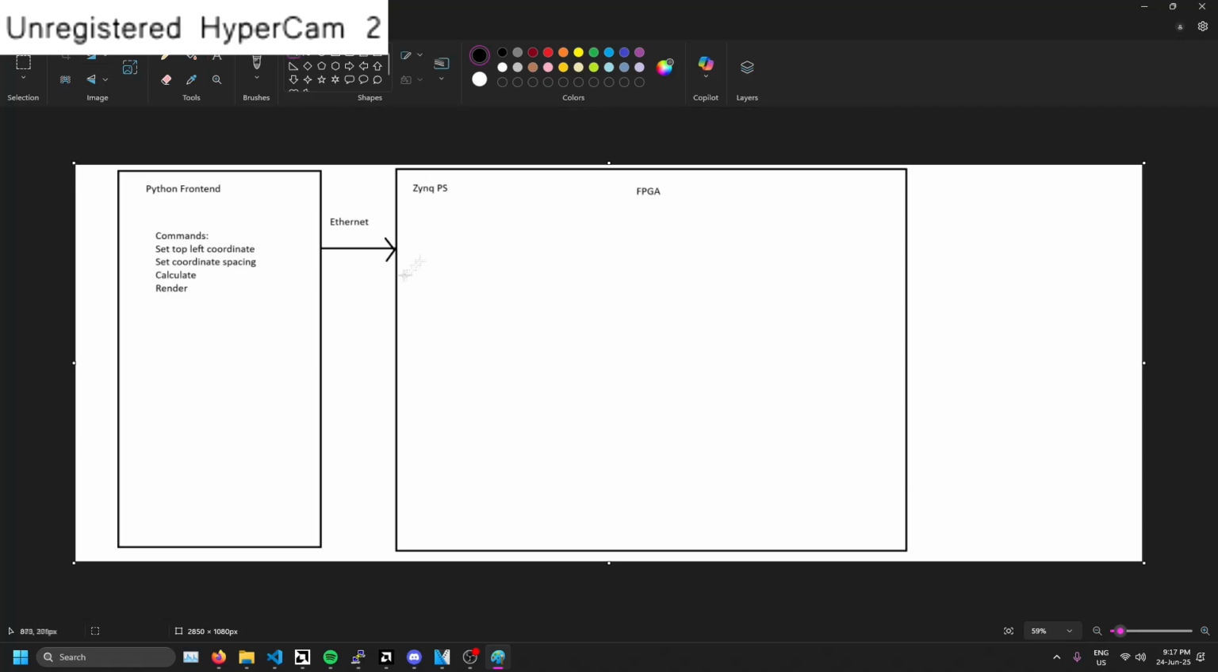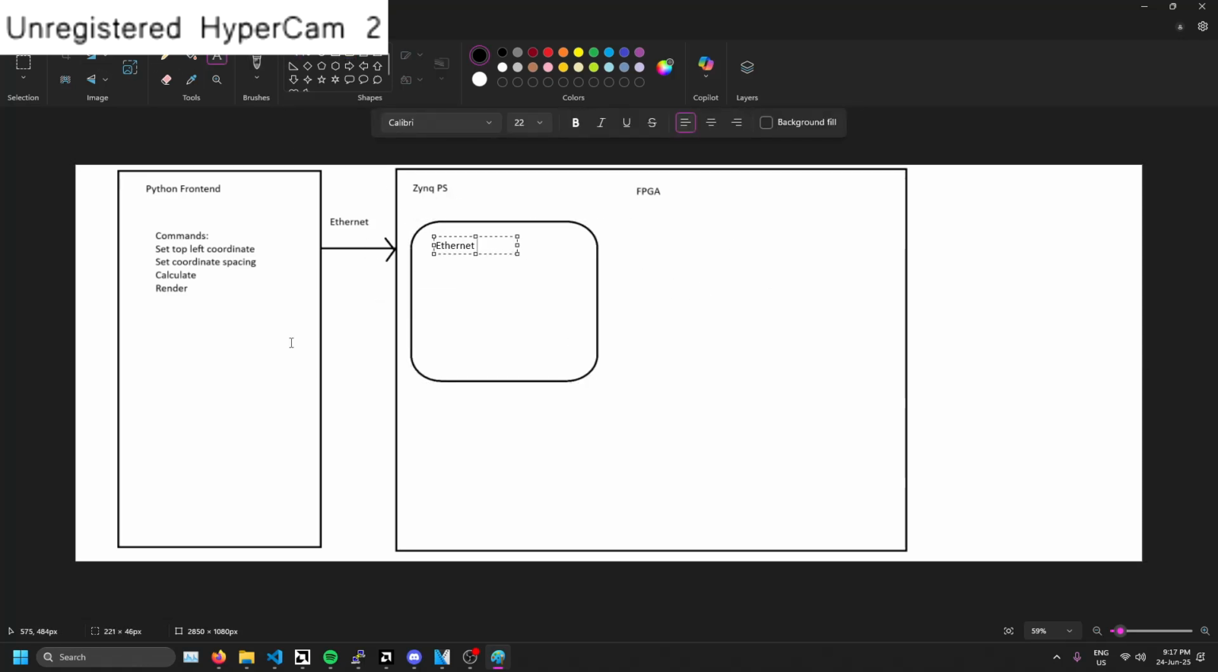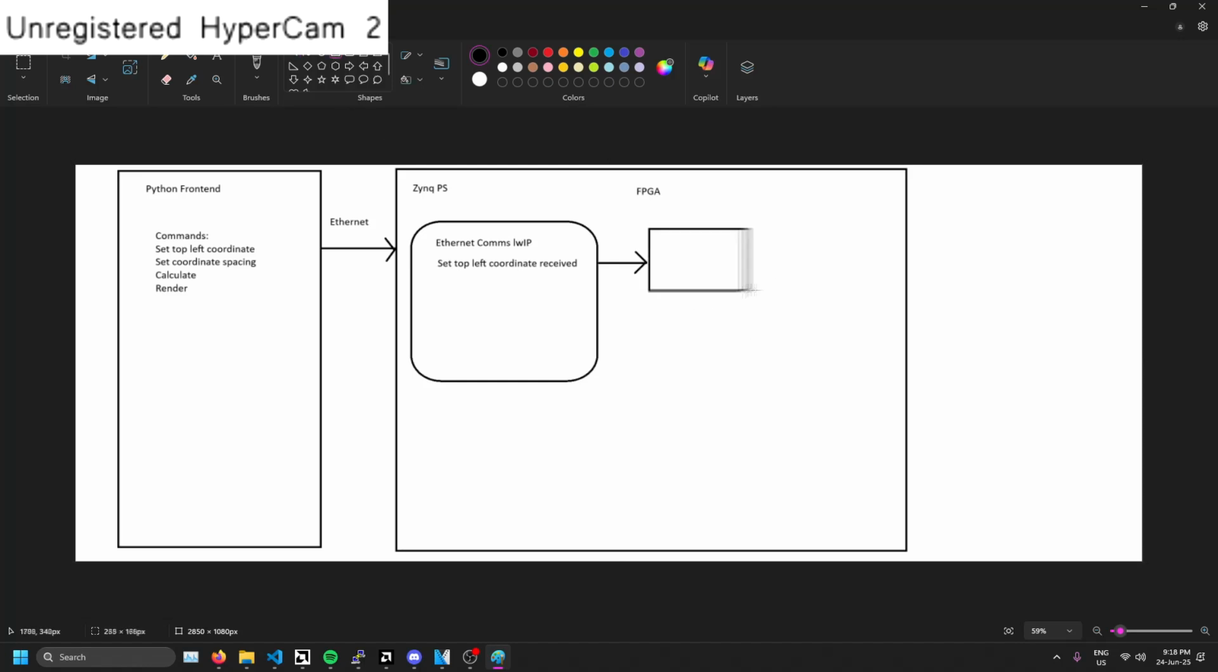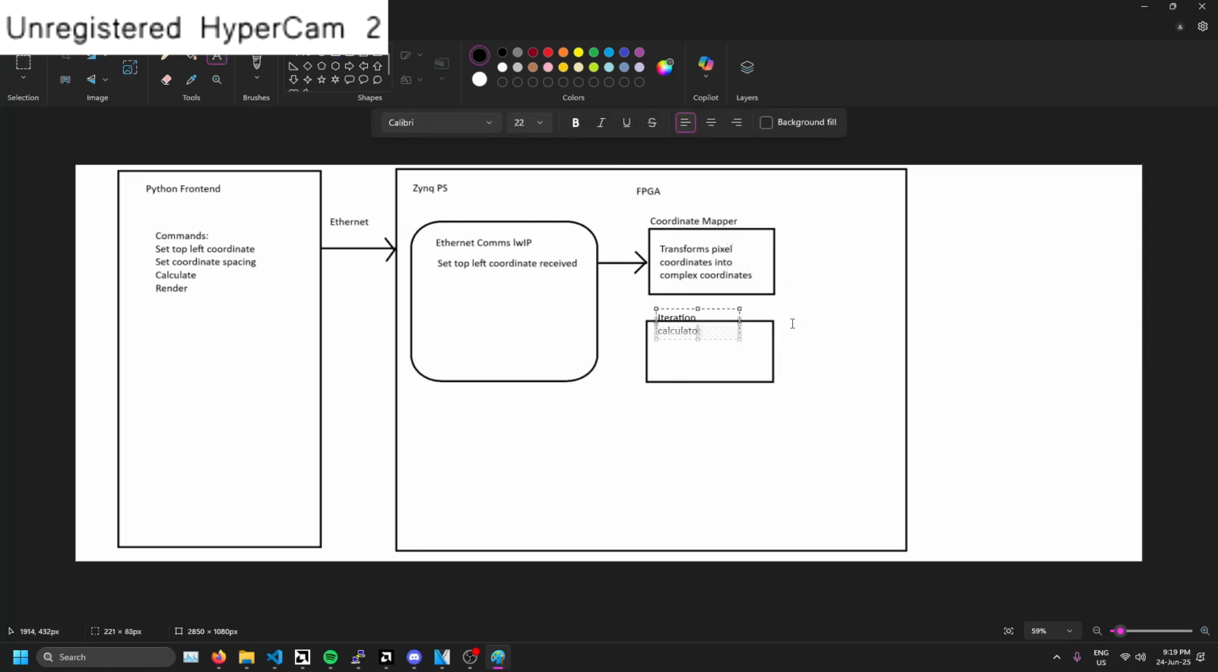What we're seeing here is the Python front end is in charge of essentially controlling the processing system. It's going to send commands over Ethernet to the processing system, where the processing system is going to intercept those commands, and then based on what they are, it's going to do various things. For example, we might be changing coordinates in the front end. So we want to send that to the coordinate mapper, which is on the programmable logic side, and that's going to transform pixel space coordinates, aka what each pixel on the screen means, to a complex plane abstraction of it.